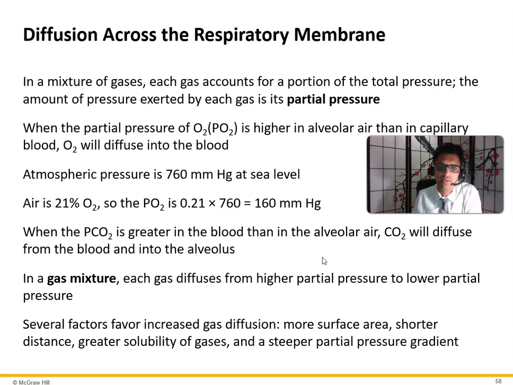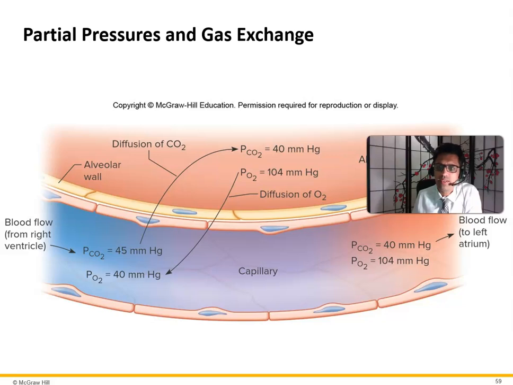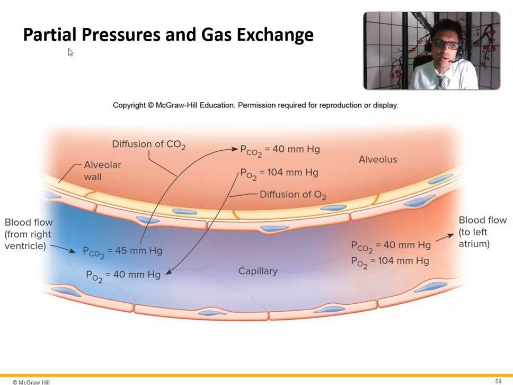Let me show you. Here's a great little diagram to show you how partial pressure moves. This right here represents the alveolus, and here are the capillaries. Here's the venous blood from the right ventricle, so we have deoxygenated blood. You see that the carbon dioxide is 45 and oxygen is 40. But inside the alveoli, look, we have less carbon dioxide, it's 40, and we have a lot of oxygen, 104 millimeters of mercury.